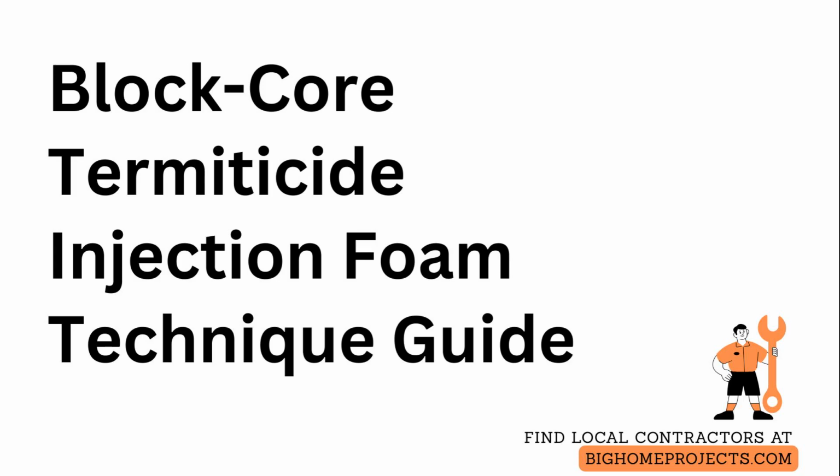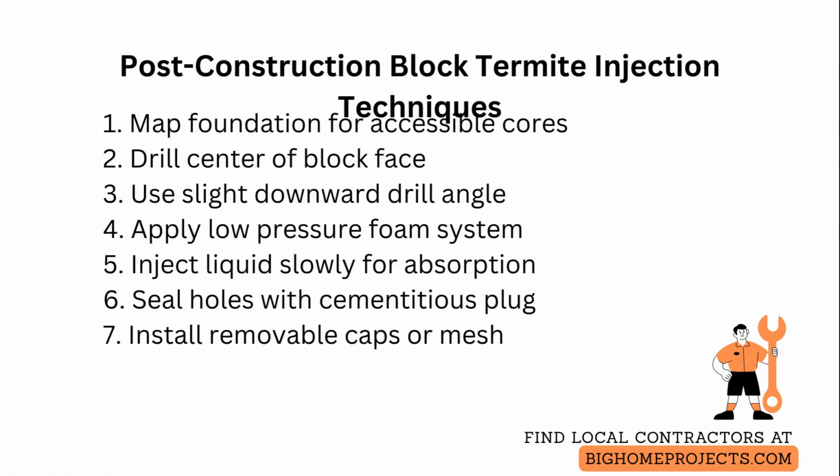Post-construction termite treatment by injecting foam or liquid termiticide directly into hollow concrete masonry unit cores prevents subterranean and drywood termite access through those pathways. Hollow concrete masonry unit cores act as continuous voids from soil to structure and must be addressed by targeting the cores themselves. Start by mapping the foundation to find accessible core locations and determine whether cores are open at the top or blocked by mortar.